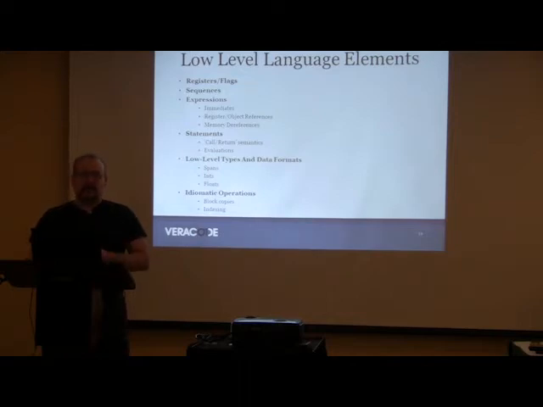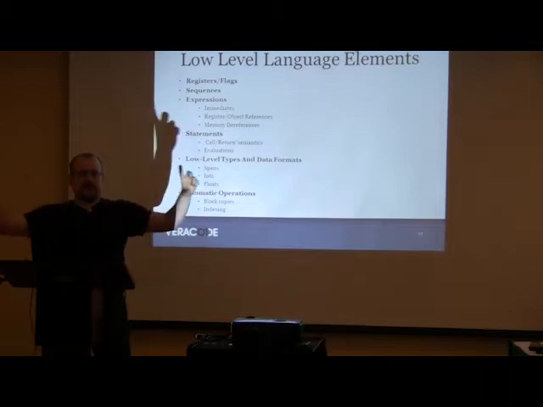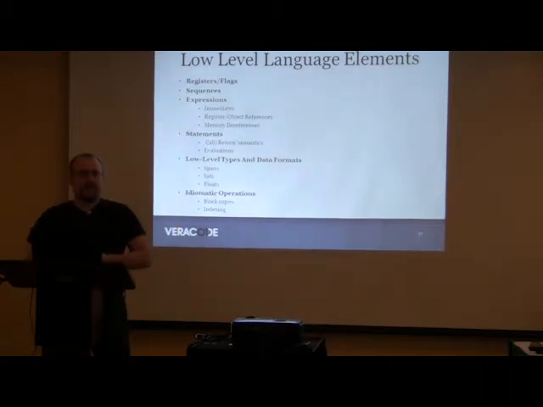So I use a tree model with internal linkage. The low-level language elements you're going to see are things like registers and flags, sequences, which are basically containers, expressions, statements, low-level data types and data formats, and idiomatic operations that the CPU uses that are harder to explain. Things like block copies and indexing, where indexing is taking a series of bits out of a larger series of bits.